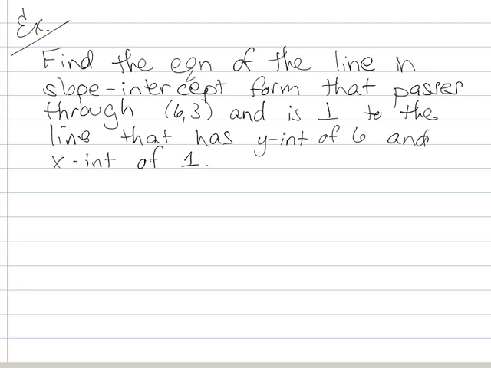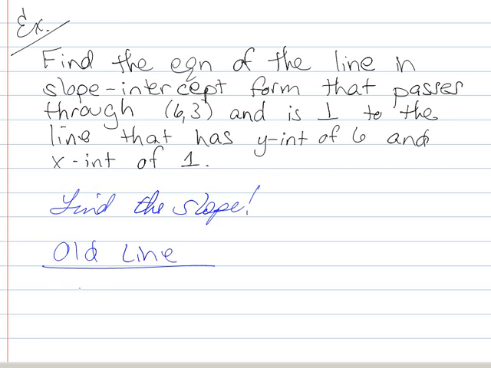All right, so I'm going to say, what are we going to do? And you're going to say, find the slope. Say, well, wait a second, I don't have anything. Yeah, you do. On your old line, let's summarize what we do know. It has a y-intercept of 6 and an x-intercept of 1.